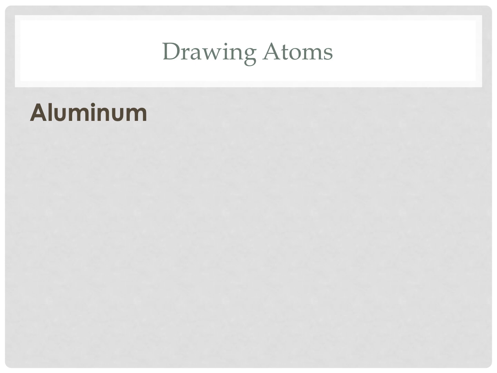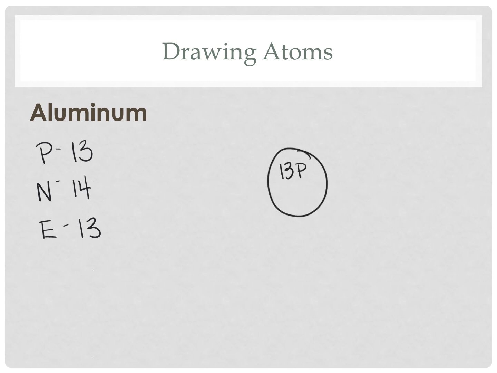One more. Let's do aluminum. I want you to count protons, neutrons, electrons on your own, and then we'll draw the atom together. Okay, how many protons in aluminum? Okay, 13. How many electrons? Also 13. How many neutrons? 14. Okay, in the middle we have the 13 protons, 14 neutrons. So now we have to draw those 13 electrons.